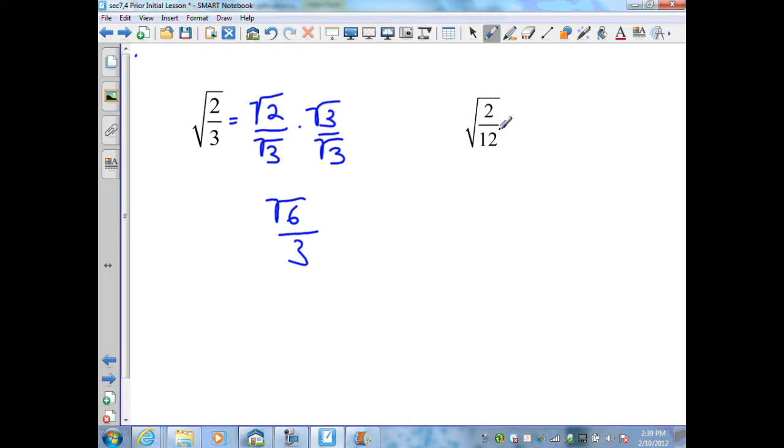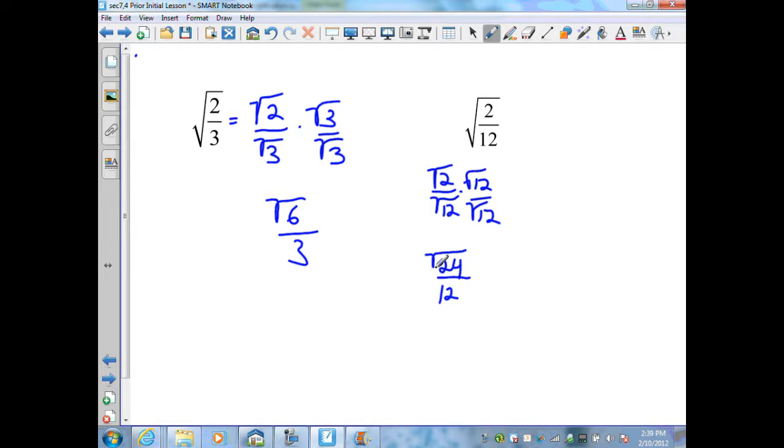My next example, there are 2 ways to perform this. One, I could break this up as I did my previous example, the square root of 2 over the square root of 12, and then rationalize the square root of 12 over the square root of 12. That gives me the square root of 24 over the square root of 12 times the square root of 12, which is the square root of 144, which is 12.